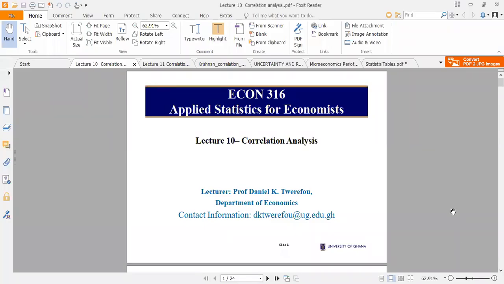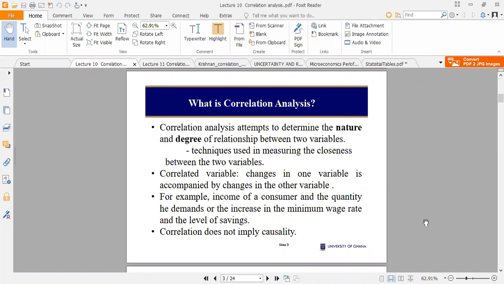Okay, so we are looking at correlation analysis. Basically, when we talk about correlation, we are just trying to look at the nature and the degree of relationship between two variables. How are the two variables related? That is just about correlation. Do they move together? Or when one is going to the left, the other goes to the right, or we are unable to know any relationship between the two variables. So that is what we mean by correlation analysis.